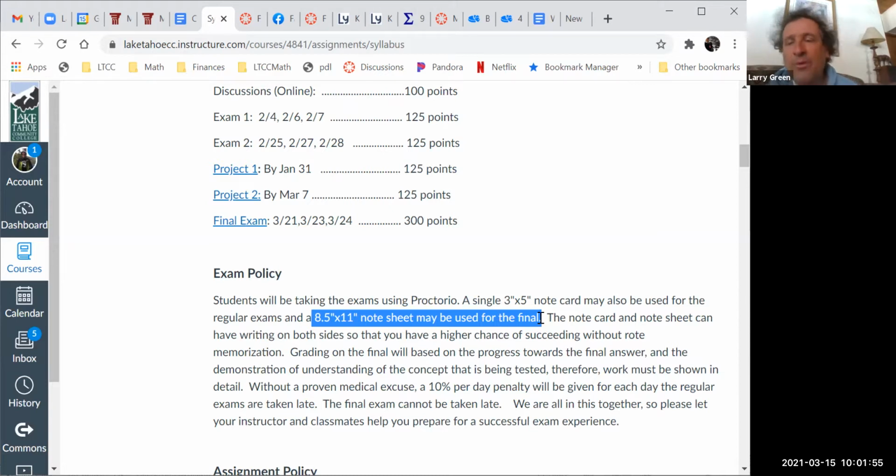So again, you want to practice with that full page, front and back. Any questions on that rule right there? Okay, and again, that should be plenty of space.